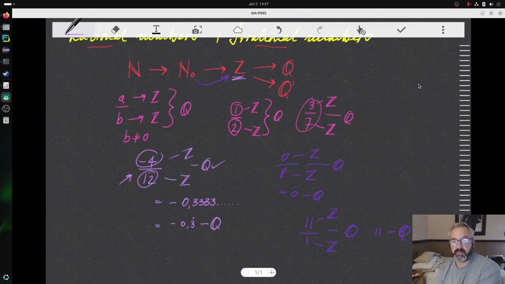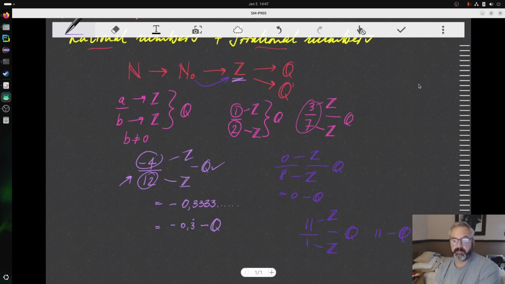Easy peasy. All right, so the important thing that you need to remember here is that a rational number is defined as a ratio which can be expressed as the ratio between two integers. Okay, now then, let's go and have a look at an irrational number.